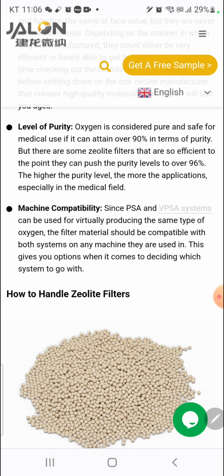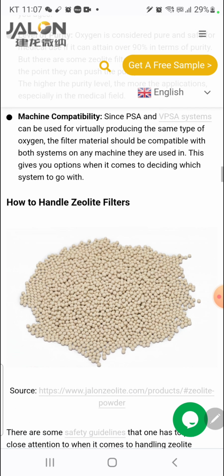Machine compatibility. Since PSA and VPSA systems can be used for virtually producing the same type of oxygen, the filter material should be compatible with both systems on any machine they are used in. This gives you options when it comes to deciding which system to go with.